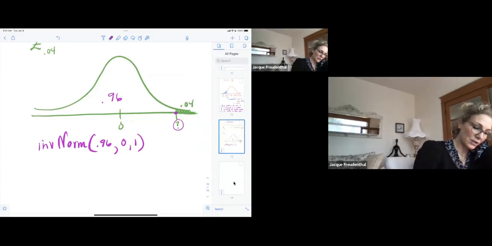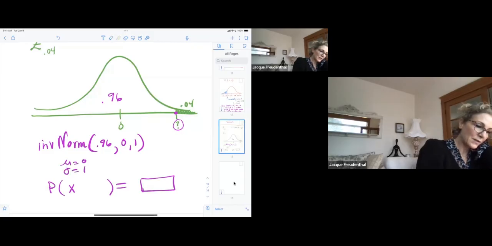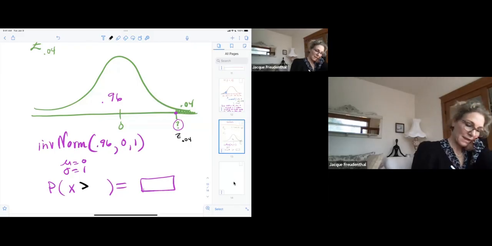If you use your StatCrunch, you still would have mean and standard deviation 0 and 1, and then you would choose the greater than symbol because you're looking at the area to the right of the z-score. This is your z sub alpha. We don't know this, so this is what we want to find out. But we do know the area to the right is 4%. We would enter that in.